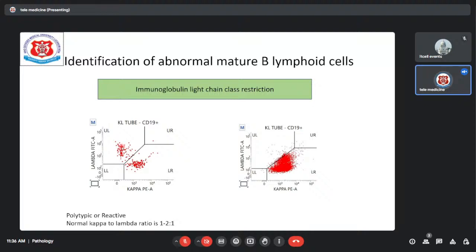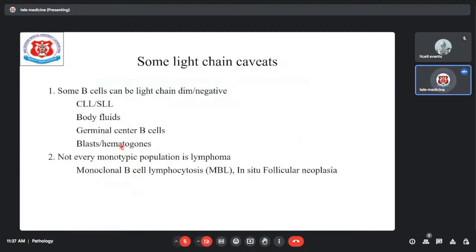Here there is complete loss of lambda expression and the whole population is positive for kappa. So it is a monoclonal population positive for kappa. This helps you know that you are dealing with an abnormal population, and then you check for the other markers getting expressed. Some B cells can be light chain dim or negative, like CLL. CLL will not have a very bright expression of kappa or lambda. It will be either negative or dim.